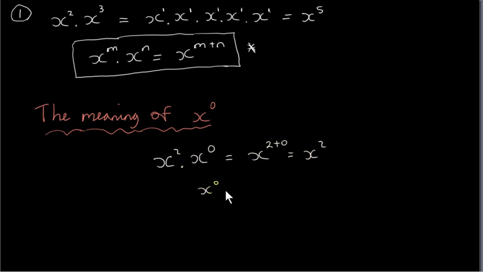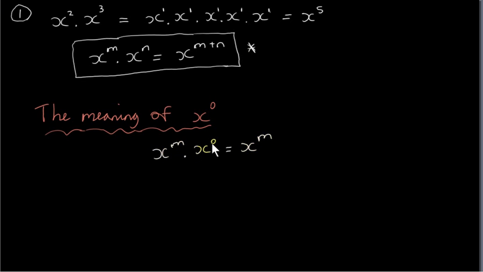So that tells us that x to the power of 0 is just x squared divided by x squared. We take this x squared and we divide by x squared and we get 1. Of course, I could have done this for any power of x. I could have used x to the power of m times x to the power of 0 equals x to the power of m plus 0, which is m, which tells us that x to the power of 0 equals 1. So this is a very important fact. Any number to the power of 0 is 1.